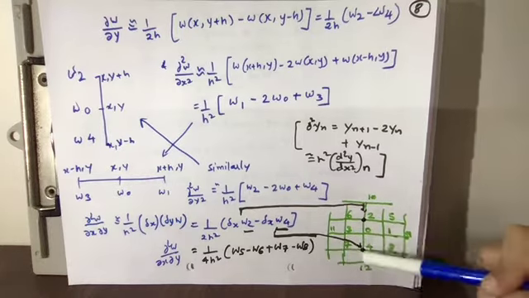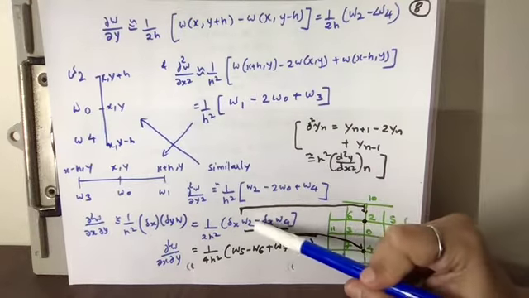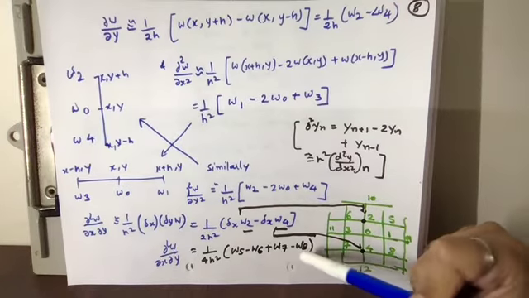Sorry, it is W8 minus W7 here. Sorry, in between there is a negative sign, so W7 minus W8 is correct.